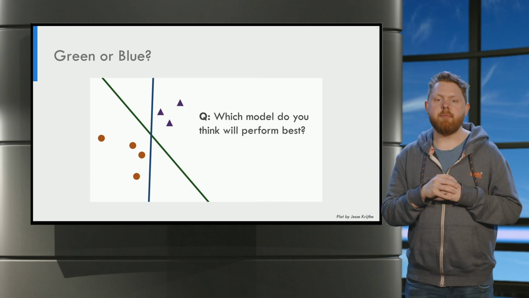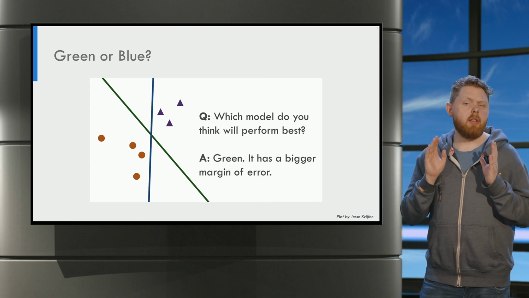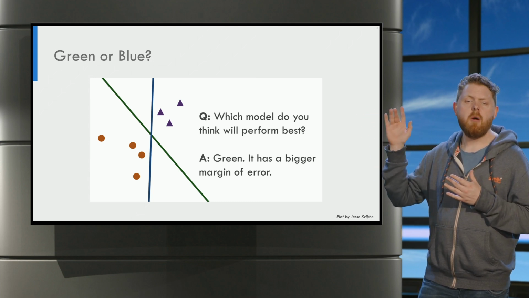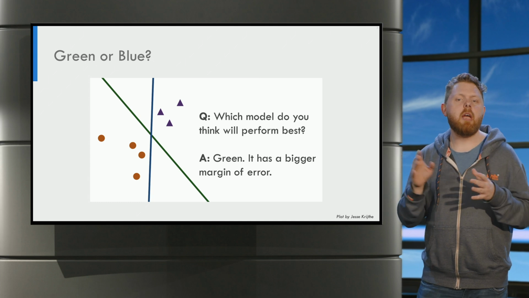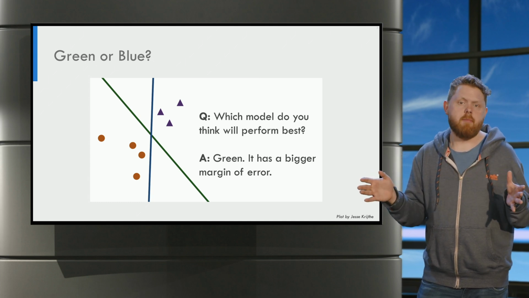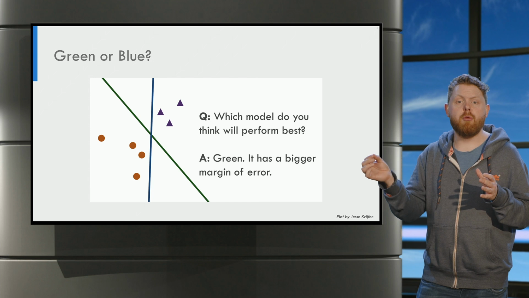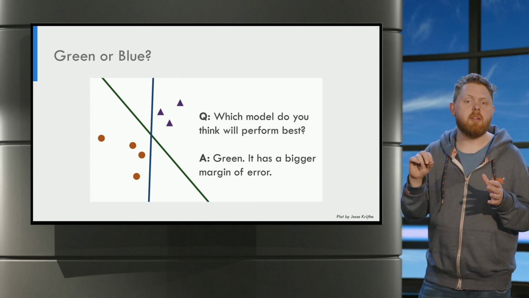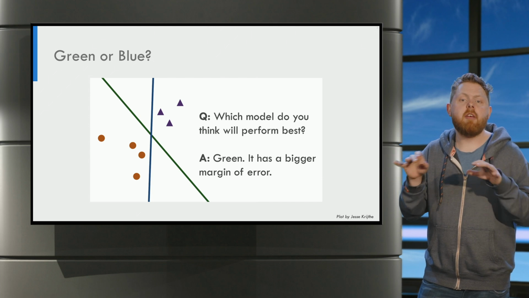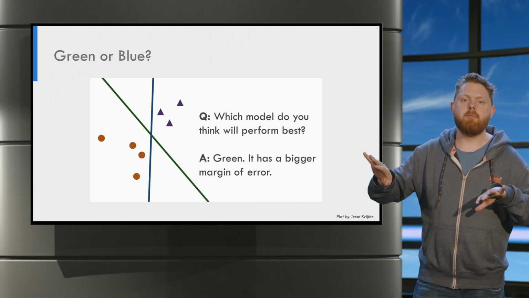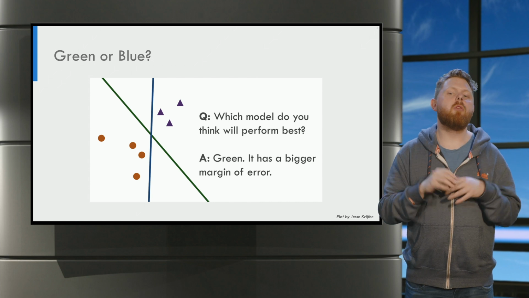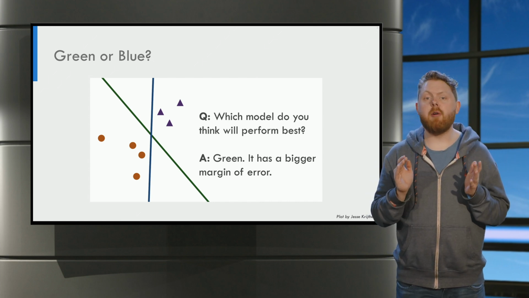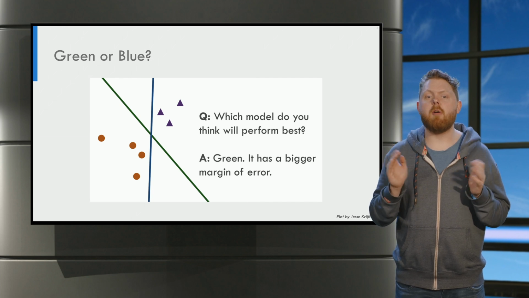Okay, welcome back. So I think most of you would say the green boundary. Why? Well, it has a bigger margin of error. If the orange circle moves around a little bit, it might jump over the boundary by accident, while the green boundary has more distance to all points. This motivates the support vector machine. It tries to find the boundary with the large margin of error.